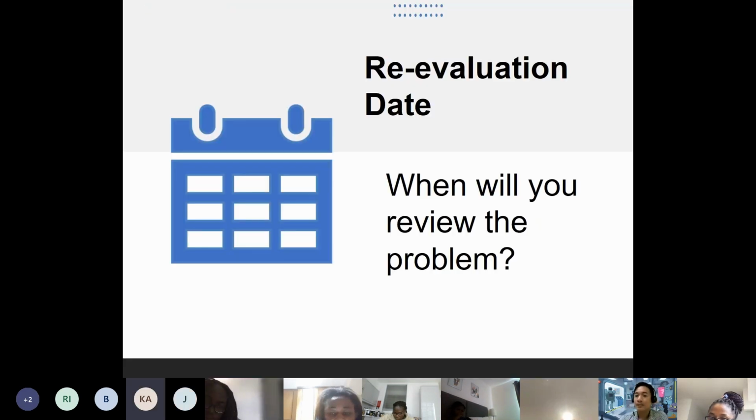Okay, next is the reevaluation date. When will you review the problem? It's not asking for the actual date. So let's follow this format when you're answering the reevaluation date. Write it down: after hours, days, or weeks, and if the patient's condition changes. Okay, on that section, again, for the last time: after hours, days, or weeks, and if the patient's condition changes, similar to the example that I've given you in the past.